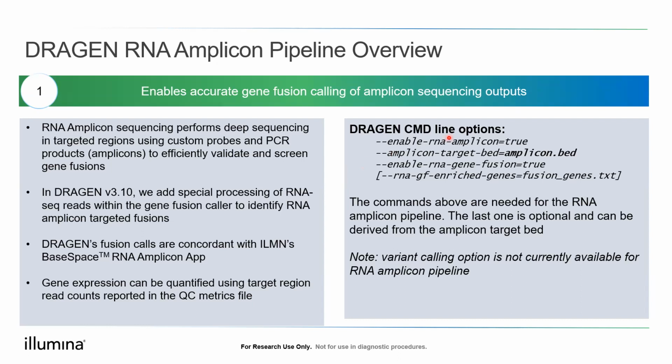To enable this pipeline, you simply set the RNA Amplicon feature to true. You have to provide an Amplicon bed file so that we know what gene fusions or what genes we are targeting. And then if you want to run the gene fusion caller, you have to set that to true as well. There is an optional command line option to provide fusion genes, but these can also be derived directly if you provide the Amplicon bed file.